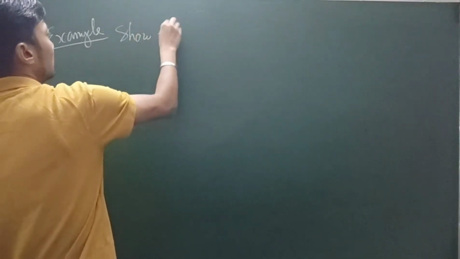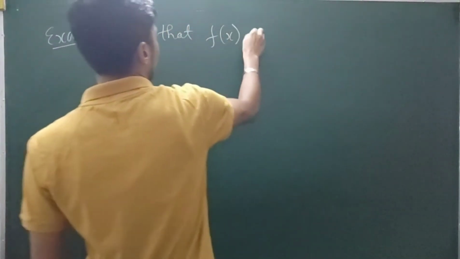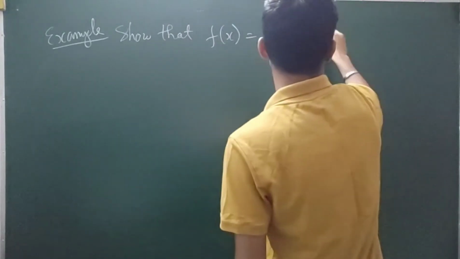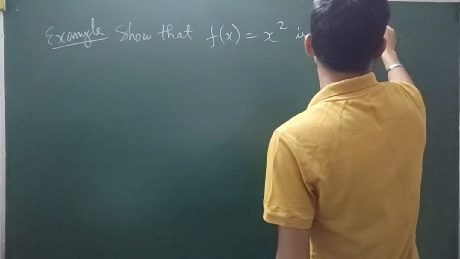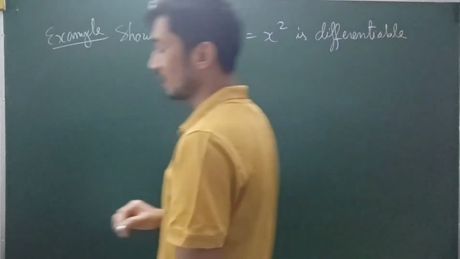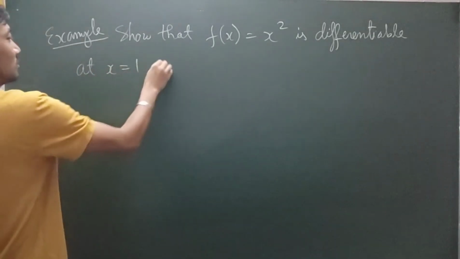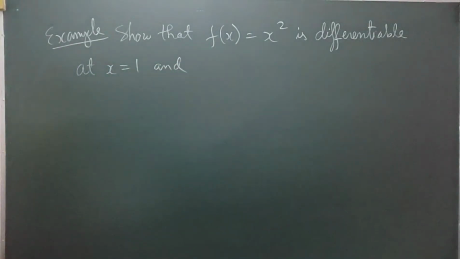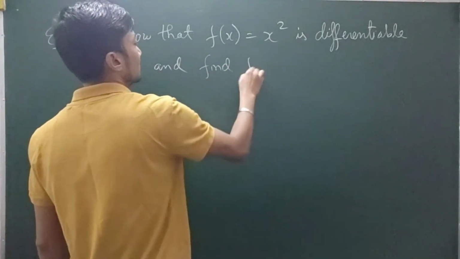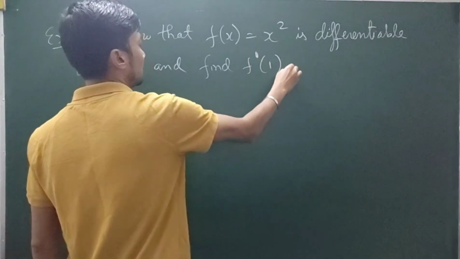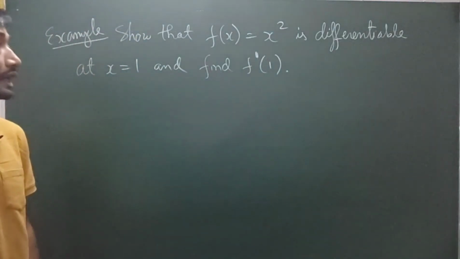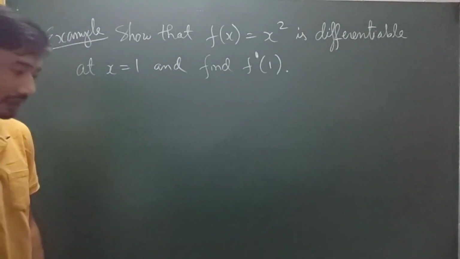Alright, that's it. So let's try some questions, like an example. Of course, don't worry, I'll be giving you the textbook questions also, but just to get used to it, an example, because there are very few questions right now. Show that f of x equals x square is differentiable at x equal to 1 and find f dash of 1. So if it is differentiable, then it is derivable at the point x equal to 1. So this is one practice question.